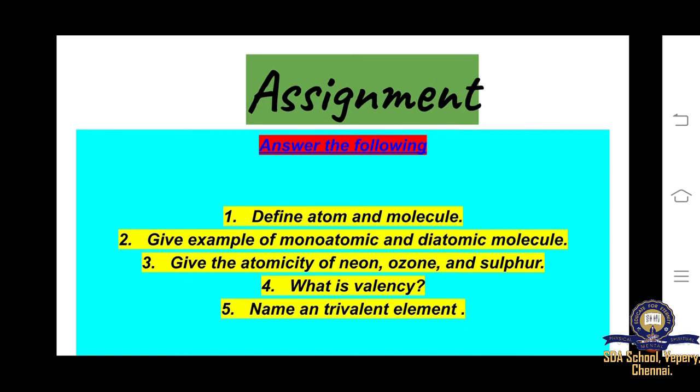Here is your assignment. Answer the following. Define atom and molecule. Give an example of a monoatomic and a diatomic molecule. Give the atomicity of neon, ozone and sulfur. What is valency? Name a trivalent element.